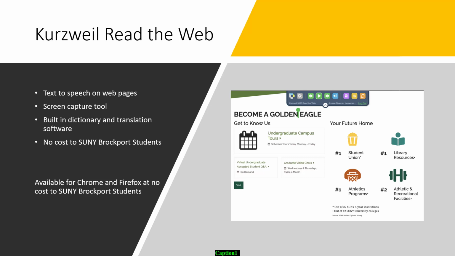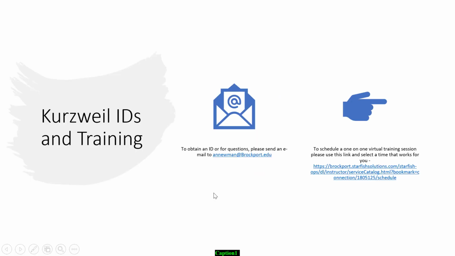It has some other features built into it as well, such as a screen capture tool that allows you to read text embedded into images. It's got a built-in dictionary and picture dictionary, and it has some built-in translation features as well. So you can highlight text on the screen, select a language, one of the 64 plus languages that Kurzweil understands, and it will read it back to you in that language. And again, this extension is free for all Brockport students. You'll actually log into it with your Kurzweil user ID and password, the same one you'd use for Kurzweil 3000.